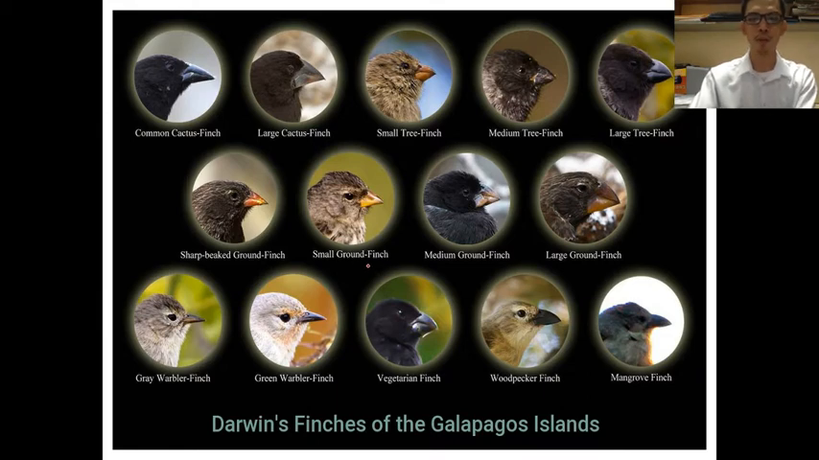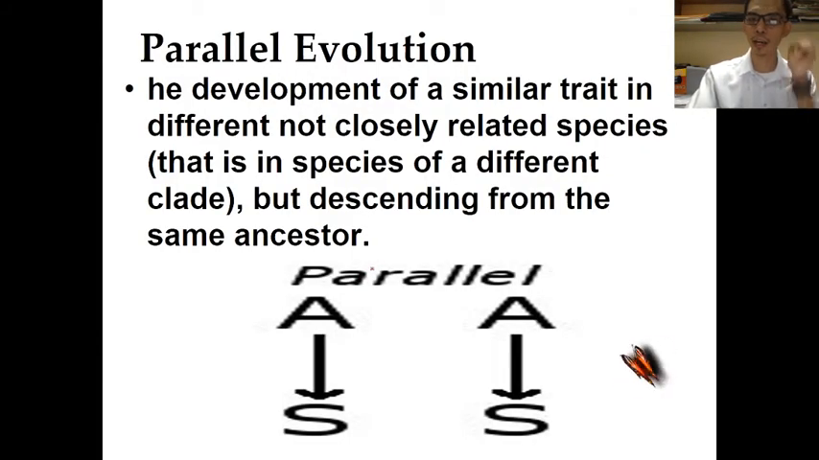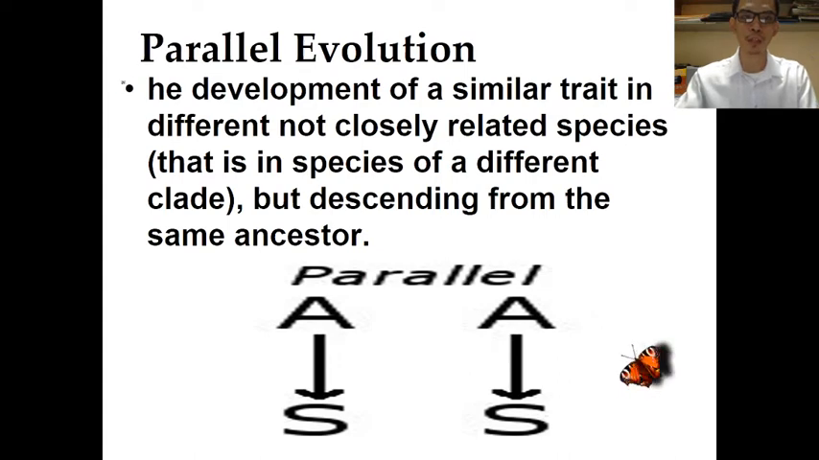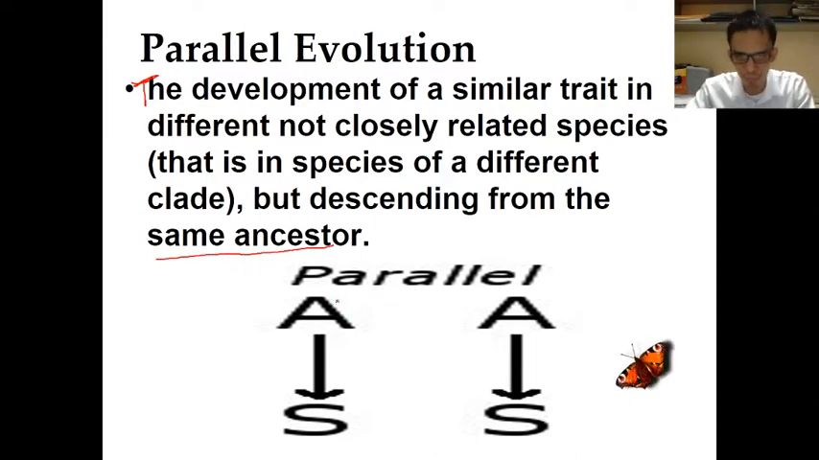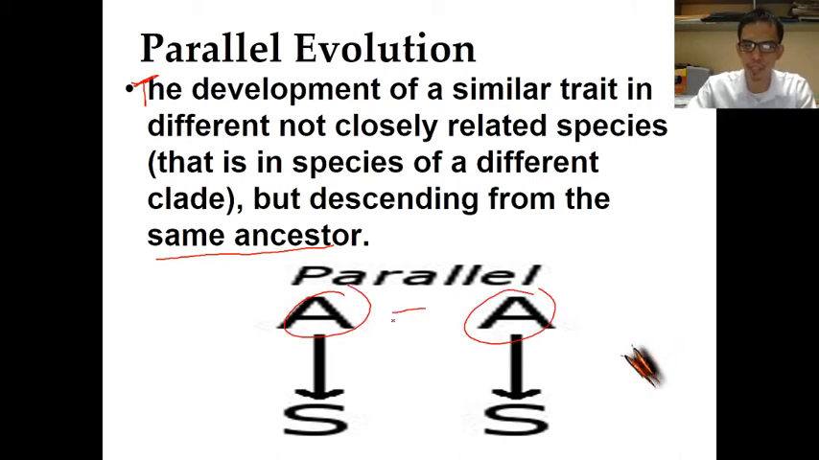Okay, next one. So in parallel evolution, there is the development of a similar trait in species that are not closely related, that is, in species of the same clan but descending from the same ancestor. In this case, the same group of organisms develop the same group of structures. So this is parallel evolution.